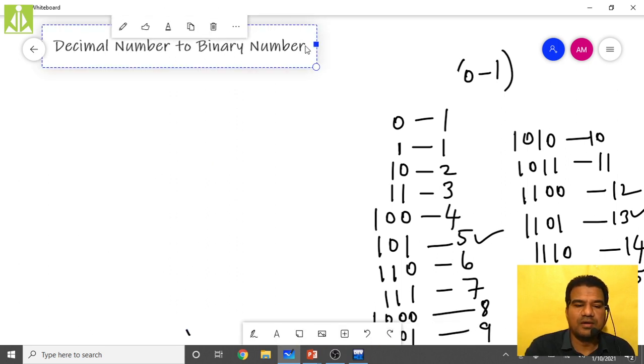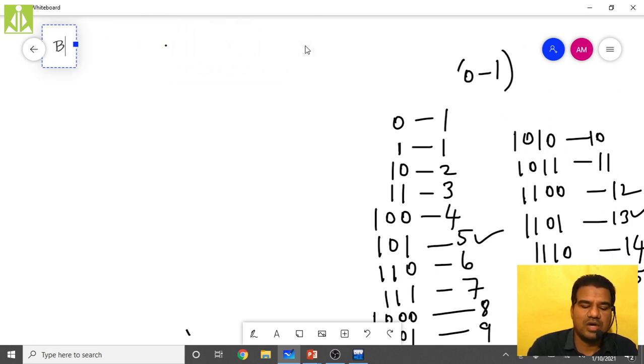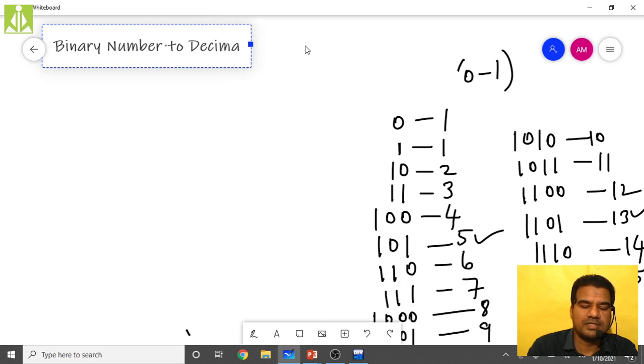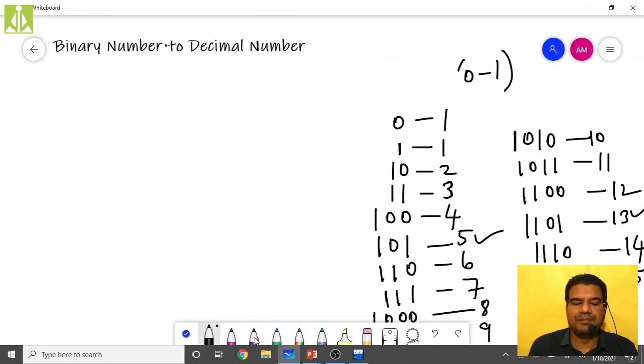We discussed decimal to binary, and now we are doing binary to decimal. How can we convert a binary number to a decimal number? Quickly, I will take 2. In binary, 2 is 1 0 to the base 2, and I want this in decimal, meaning base 10.